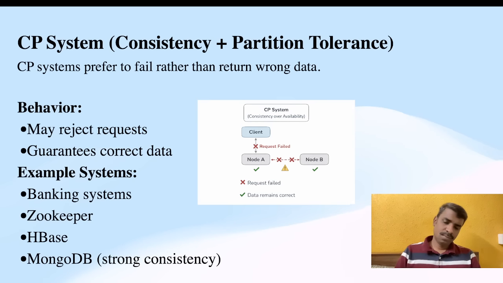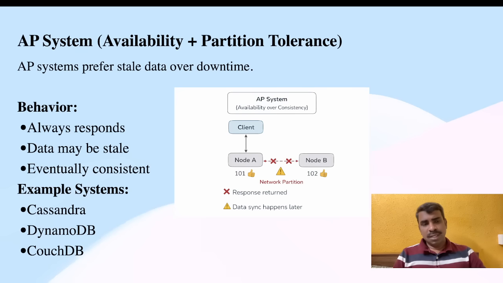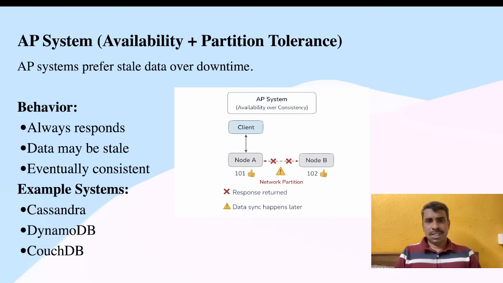AP system is availability plus partition tolerance. AP systems prefer stale data over downtime. Be available always. So the behavior is always a response. Data may be stale, but eventually consistent, because whenever the failure is corrected, the data will become consistent. But during the downtime, data may be stale.